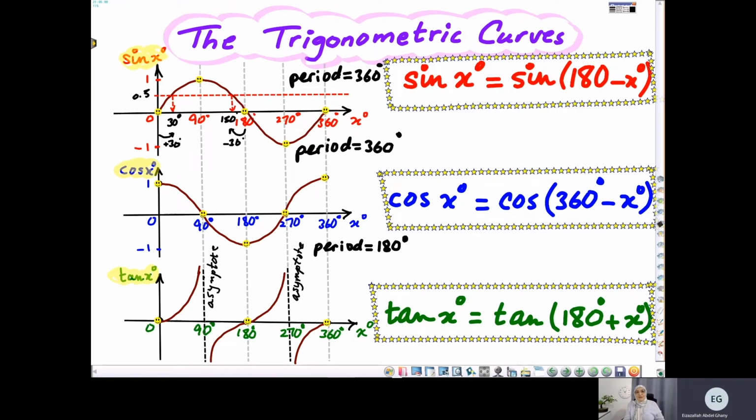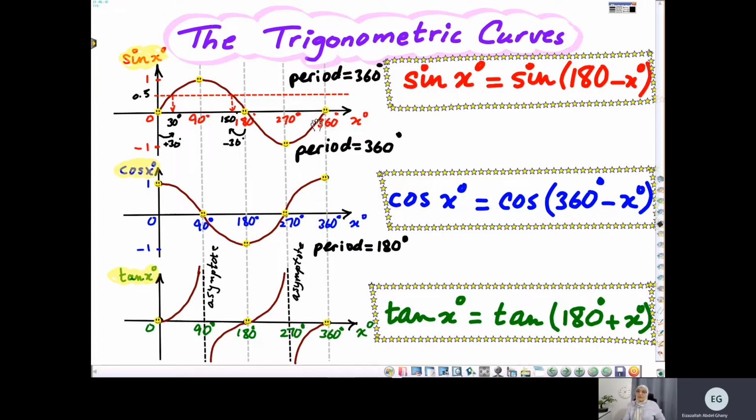How does the sine curve look like? It is a cup above the x-axis and a cup below the x-axis. Say it: a cup above the x-axis and a cup below the x-axis. It starts from 0, ends at 360.